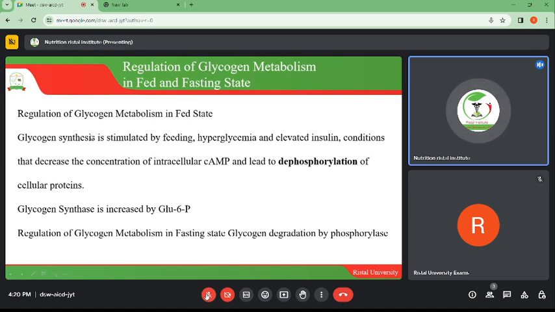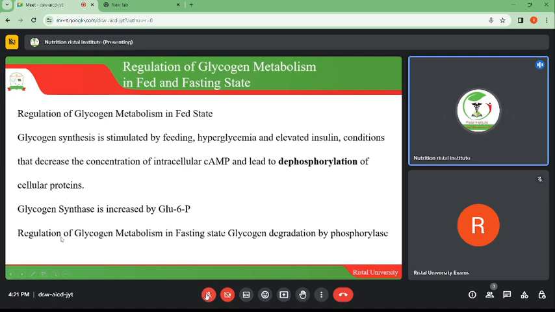Like we said earlier, glycogen synthesis is stimulated by feeding, hyperglycemia, and insulin, and this would be a repetition. So, glycogen synthesis is increased by glucose 6-phosphate. Once you have an abundant amount of glucose 6-phosphate in your body, it triggers or stimulates glycogen synthesis. Meaning, once the glycogen synthase enzyme is activated, this whole process can go ahead and form our glucose 1-phosphate, and then the whole process of glycogen synthesis continues.